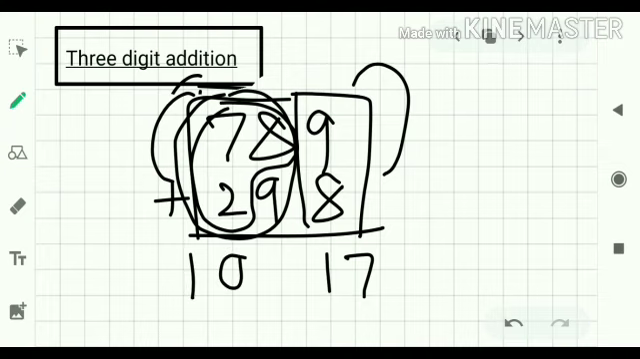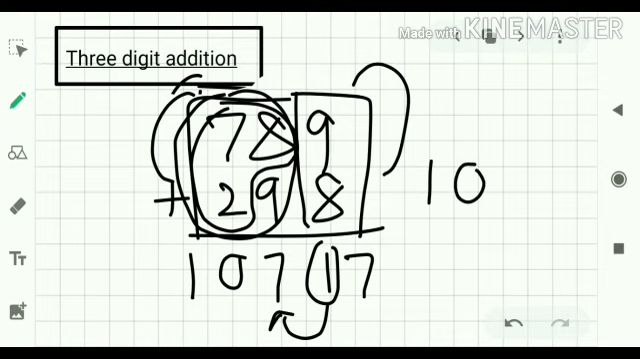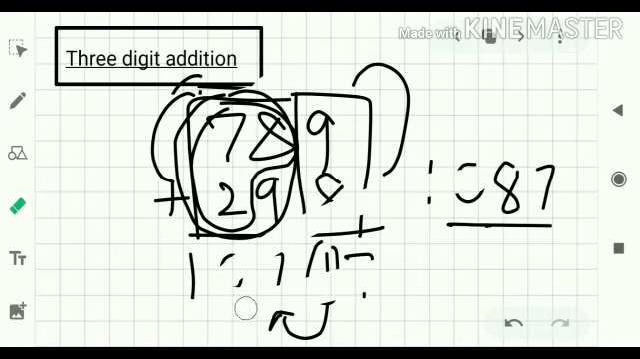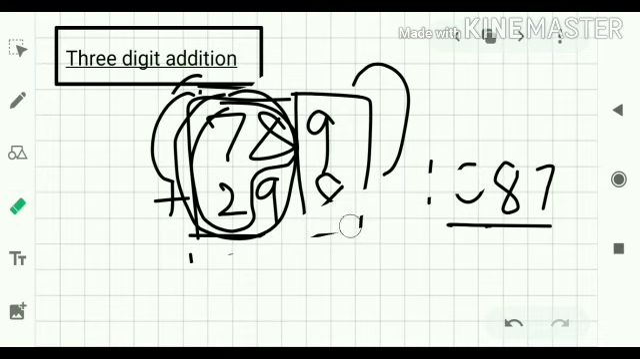Now, since there can be only one digit at the unit place, we have to carry this one and add it up here. So the final answer would be 1087. Now let us take another example to understand this better.